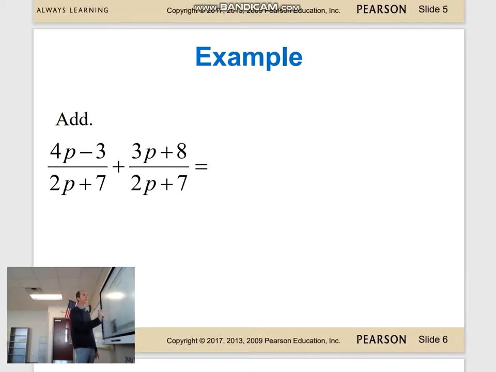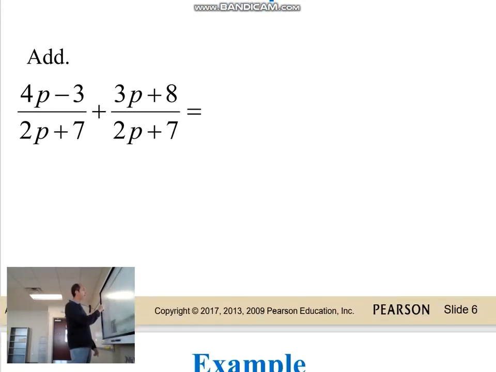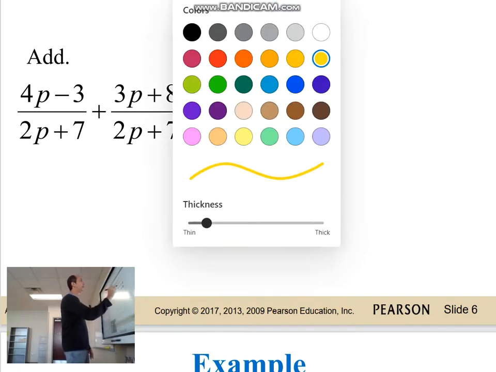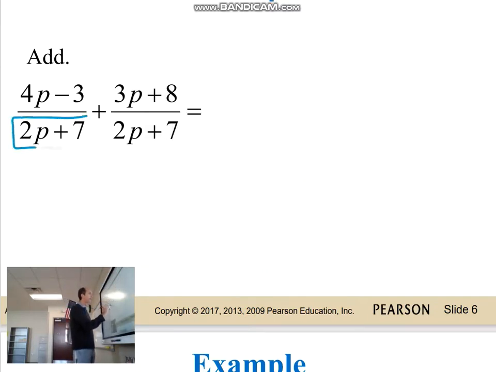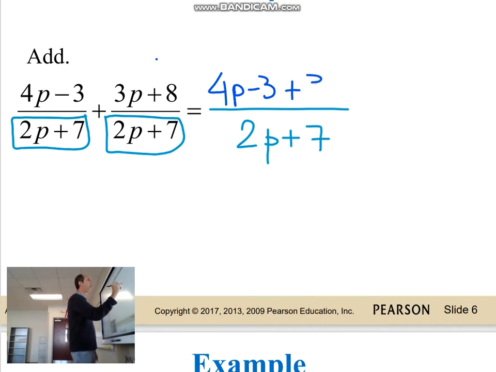And let's work on an example. We have here, add 4p minus 3 over 2p plus 7 plus 3p plus 8 over 2p plus 7. Check this. Compare the denominators and they are the same. So you keep the denominator 2p plus 7, right? You will add the numerators, 4p minus 3 plus 3p plus 8. That's it.